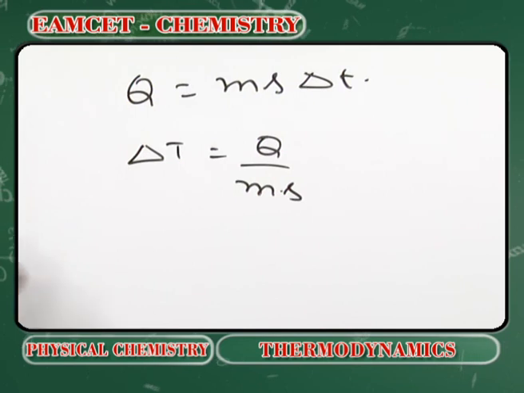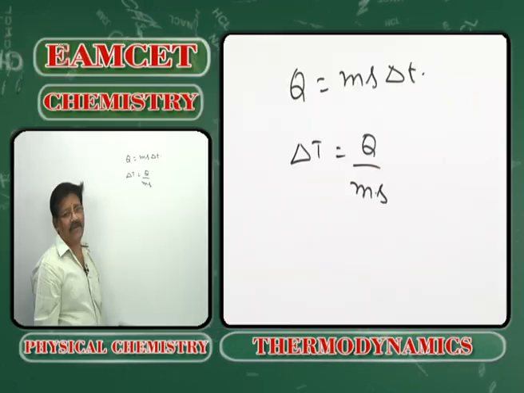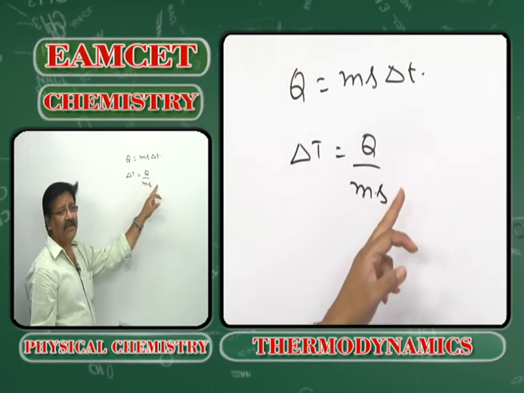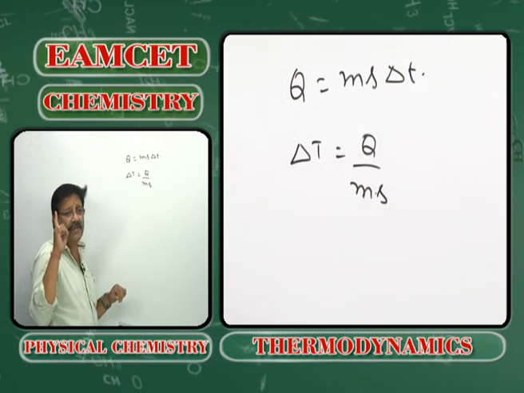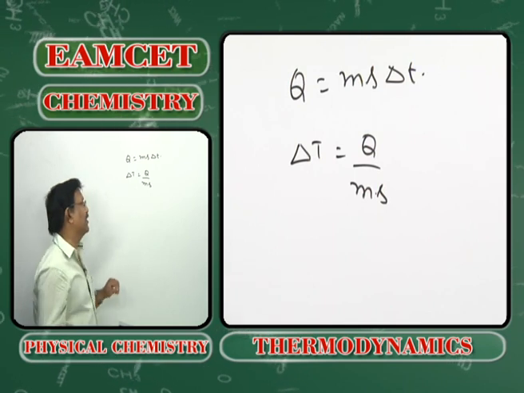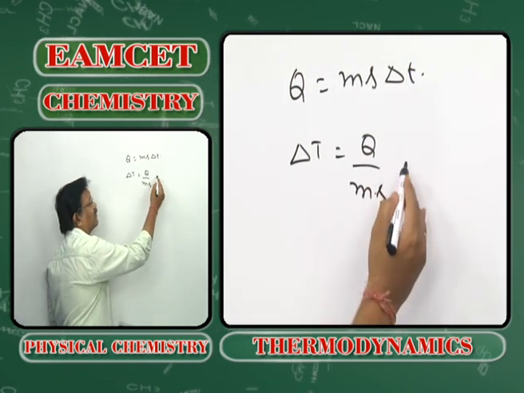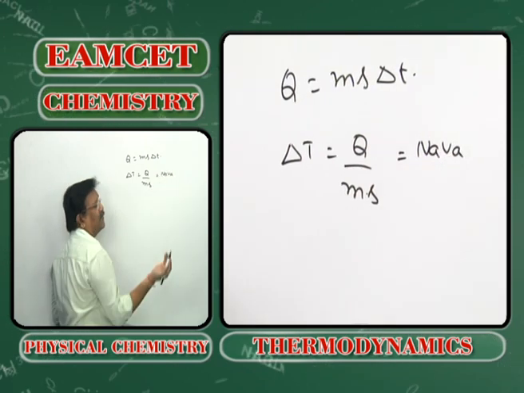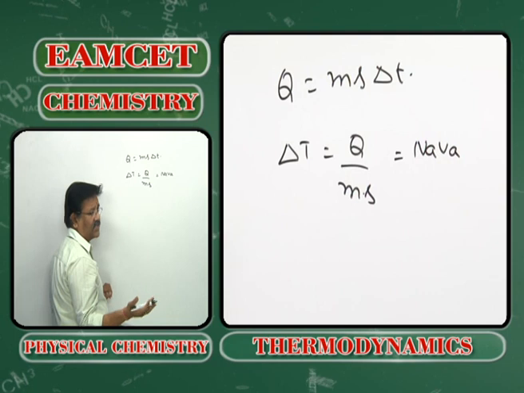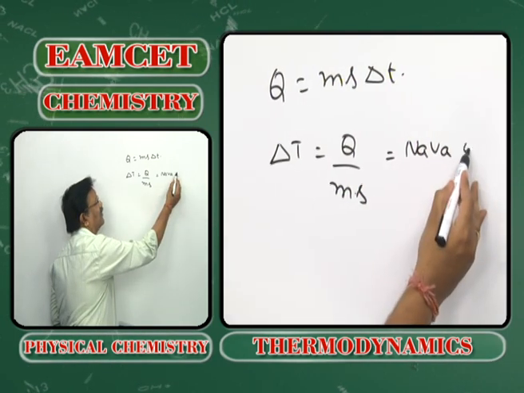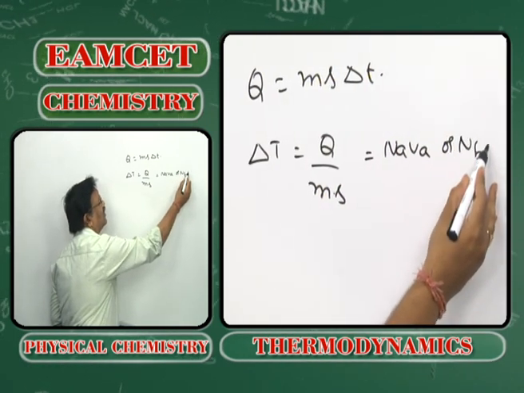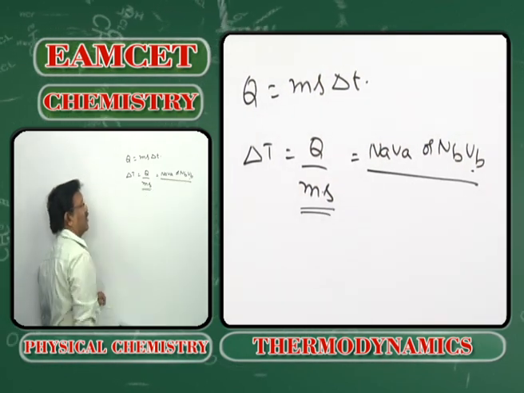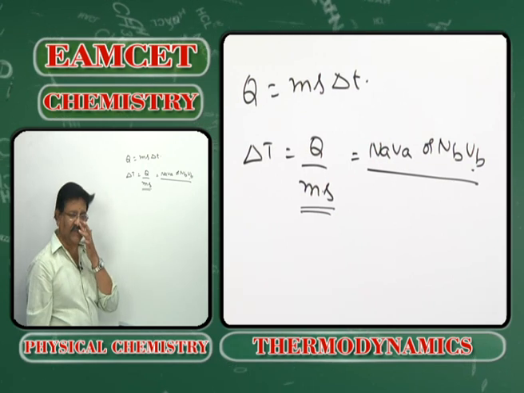So, what is Q? Quantity of the heat liberated. The quantity of the heat liberated always depends upon the quantity of the limiting reagent. That is why Q depends upon the quantity of the limiting reagent. Anyway, which can be the limiting reagent? Either acid or base whose number of milliequivalents are less, NAVA or NBVB. And what is this ms? Mass multiplied by specific heat.